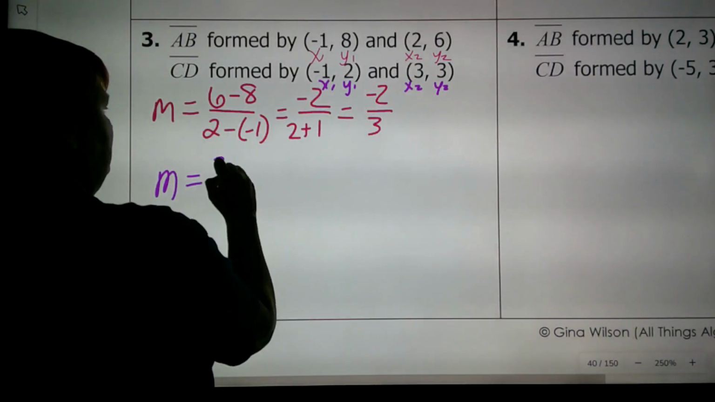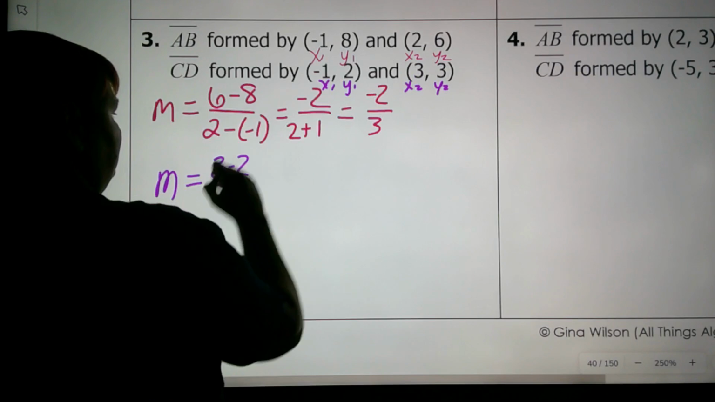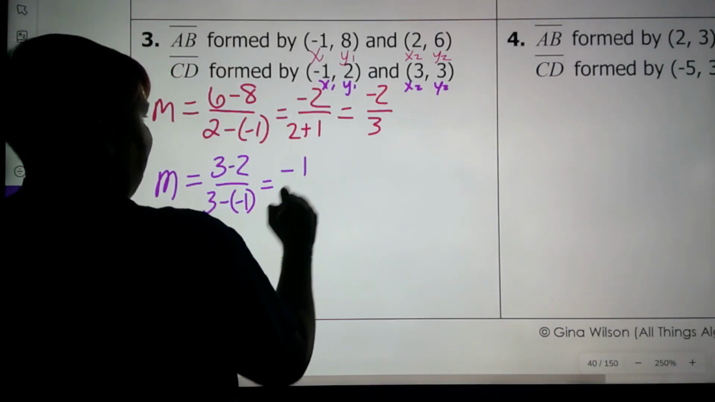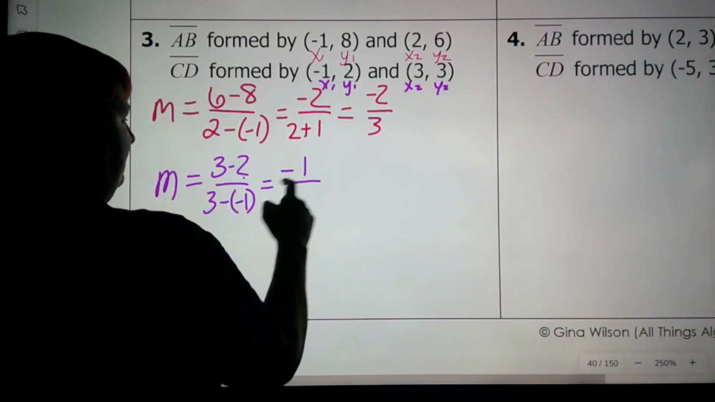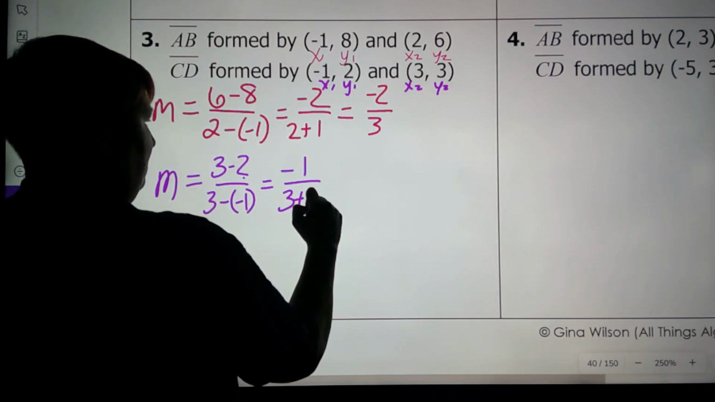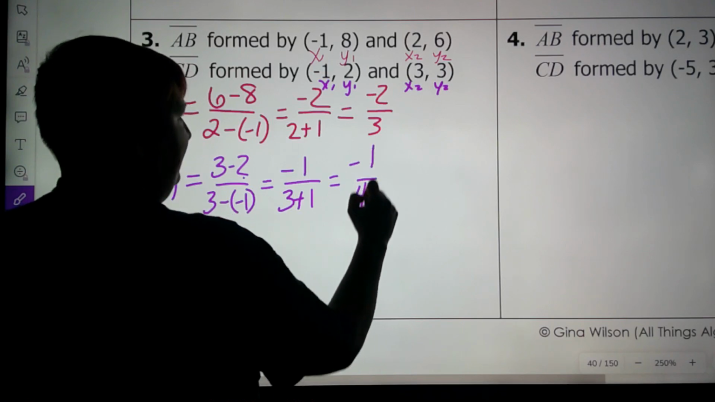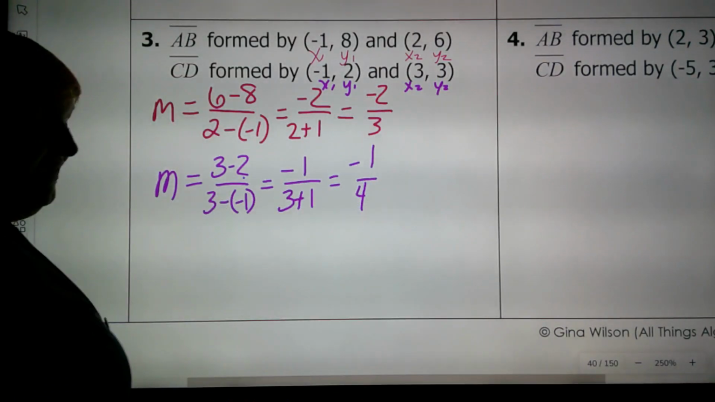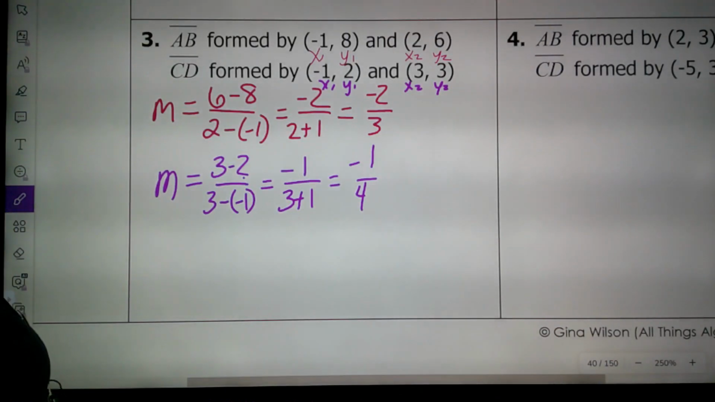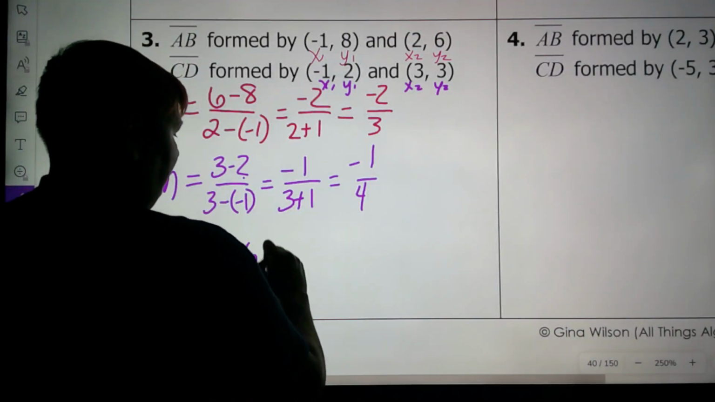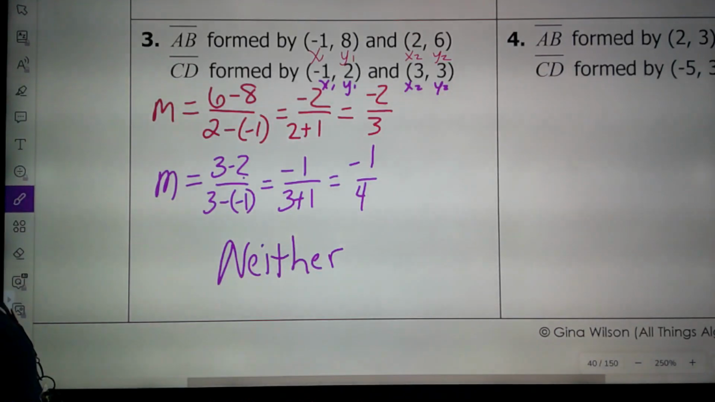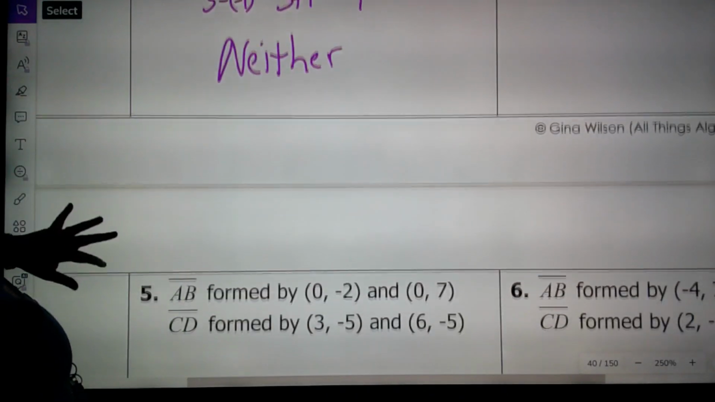It doesn't hurt anything to label it. 3 minus 2 over 3 minus negative 1. So we have 3 minus 2 over 3 plus 1, negative 1 over 4. They are not the same slope, nor are they negative reciprocals. Thus, they are neither parallel nor perpendicular. They're neither. They're not the same, and they're not negative reciprocals.